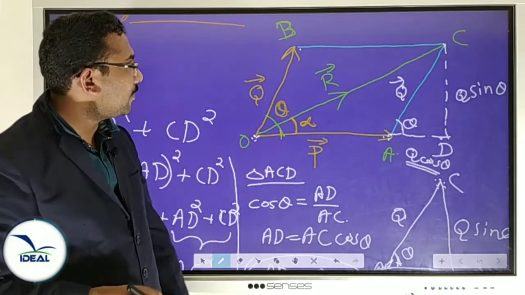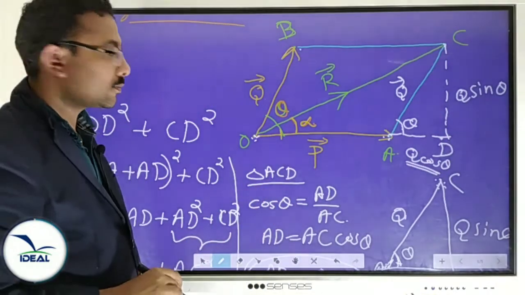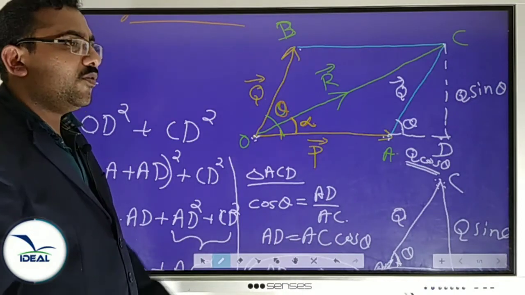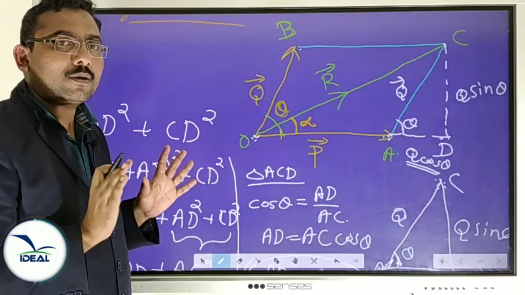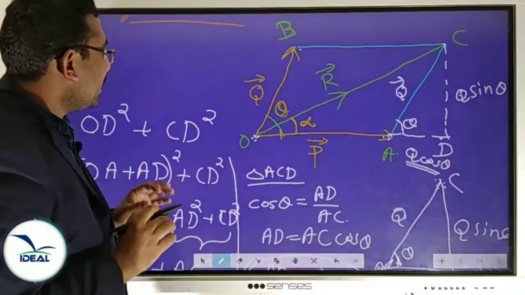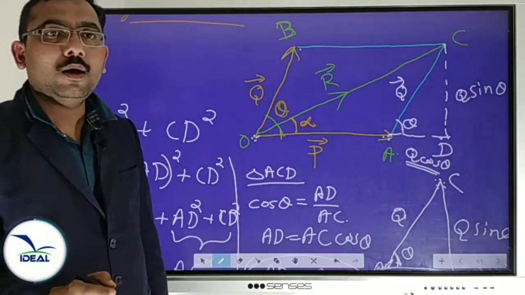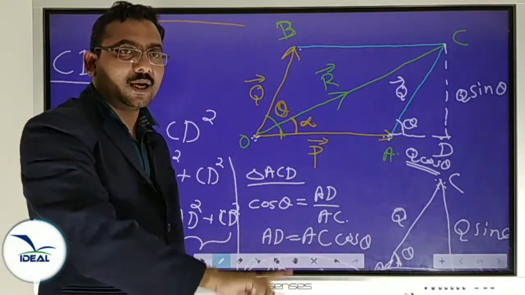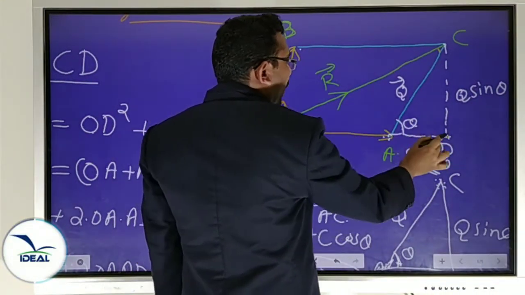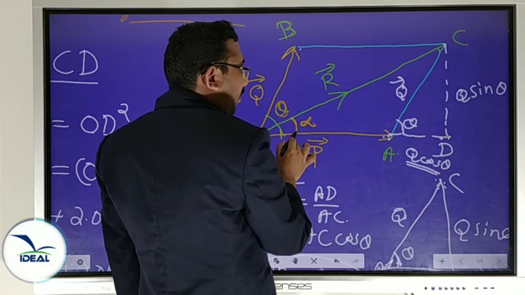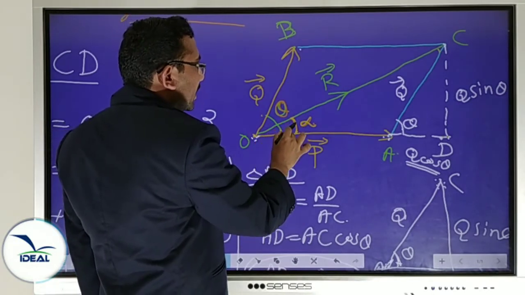Okay. How to find alpha? Use this triangle OCD, a right angle triangle. If you have to find the angle, use tan. That is tan alpha. Find tan alpha in this figure. What is tan theta? Tan theta is opposite side by adjacent side. Here the opposite side is CD, the adjacent side is OD. Here is the angle alpha. Theta is already taken as the angle between P and Q. Therefore, the angle of the resultant is alpha.